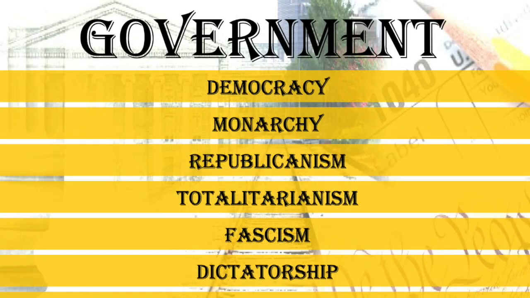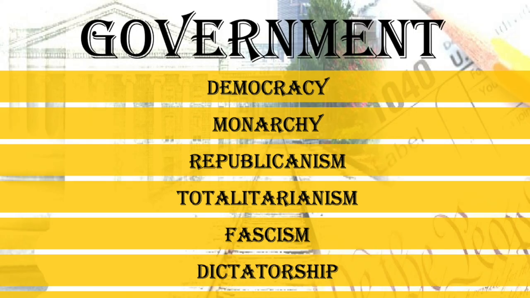Now, before we get into the models of American government, I want to go over different types of government around the world. And they include democracy, monarchy, republicanism, totalitarianism, fascism, dictatorship, and communism. We know that the word democracy comes from the ancient Greek word meaning people and rule of government. So a democracy is when people have direct control or direct say in the government of their nation.